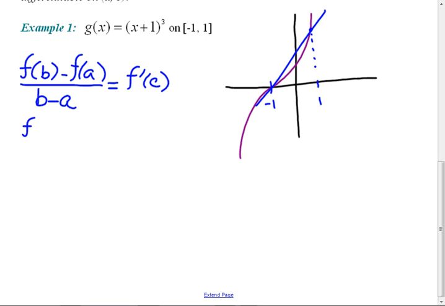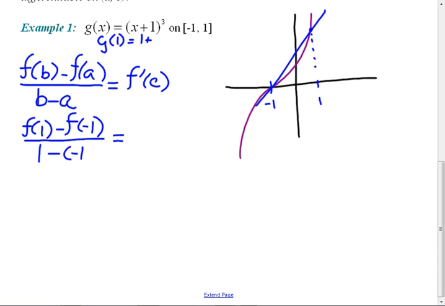So what's f of 1 minus f of negative 1 over 1 minus negative 1? What's f of 1? Or g in this case. What's g of 1? 1 plus 1, 2. So that's 8 minus, what if I put in negative 1? It's 0. And I drew a nice graph, so you already knew that. Divided by what? 2. Okay? Now I've got to find the derivative. So what's g prime of x?